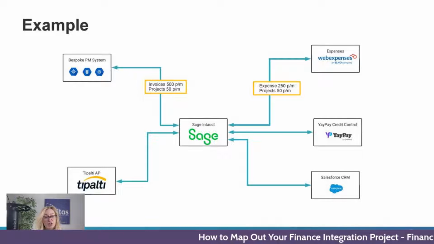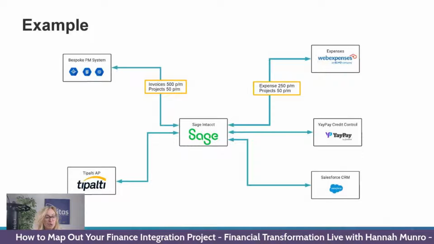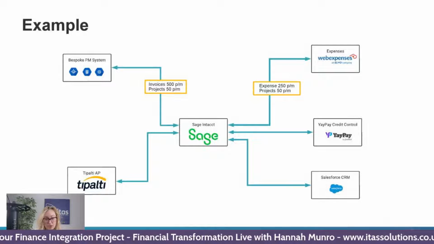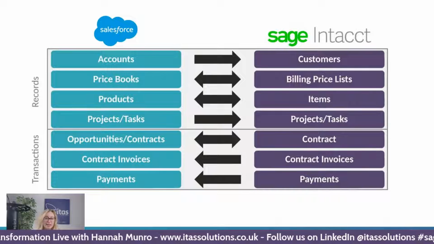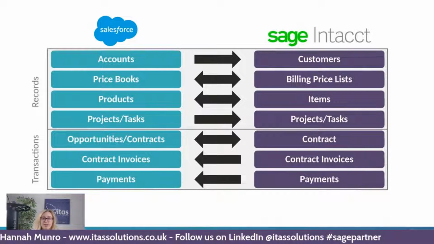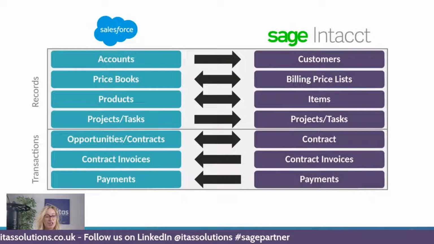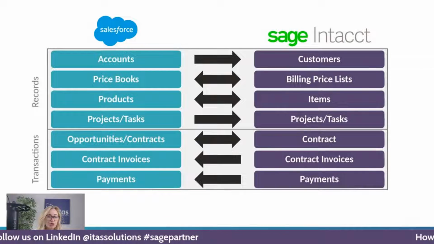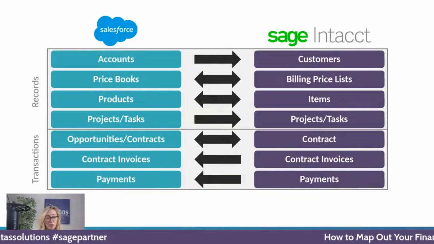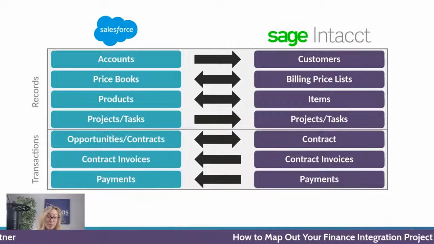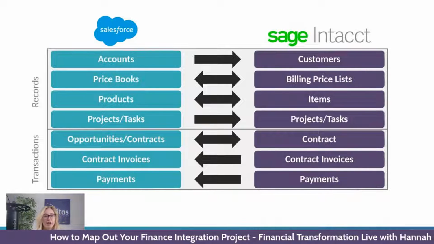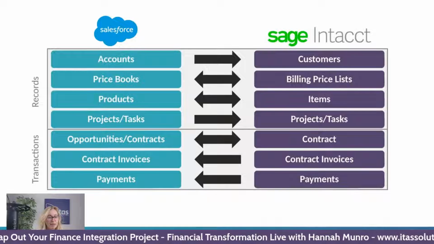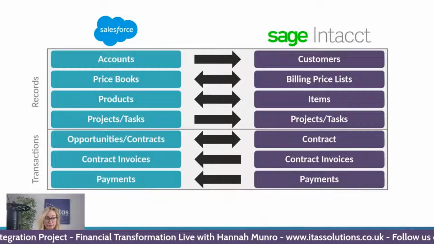Okay, so once we've decided on the overall architecture, we then need to look in more detail at the data sets. Okay, so moving on. So here's an example of what I will look at. And again, you don't have to display it in this way. It's just one of the ways in which I display information. So what I will do is pull out each integration. I will basically pull out the objects in the terminology of the integration platform. So in this case, it's Salesforce and Intacct. And then I will map in the object and the direction of travel.